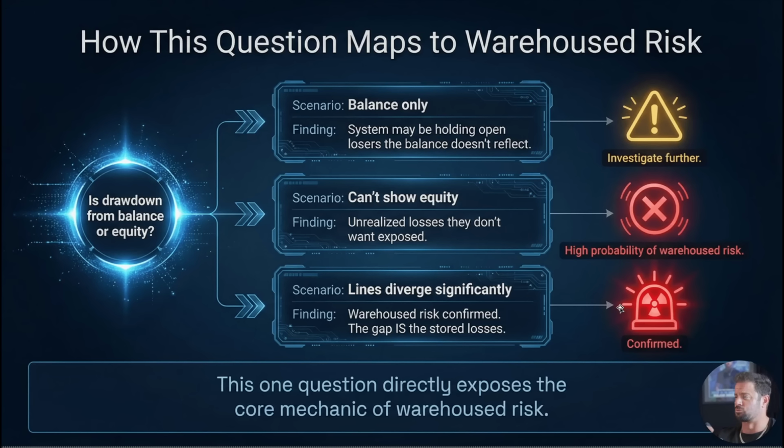It doesn't mean that those curves will never diverge. We'll show you an example of what it looks like to have a real divergence in a real system, and what it looks like to have warehouse risk, and it's going to be so obvious to you. So let's get right into the examples. Can't wait to show you.